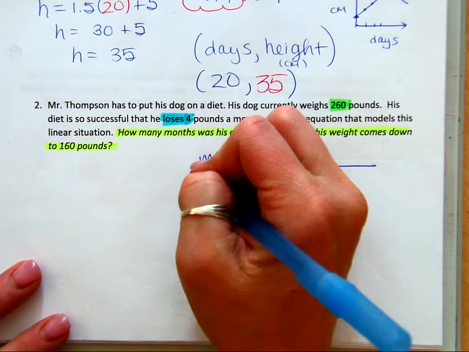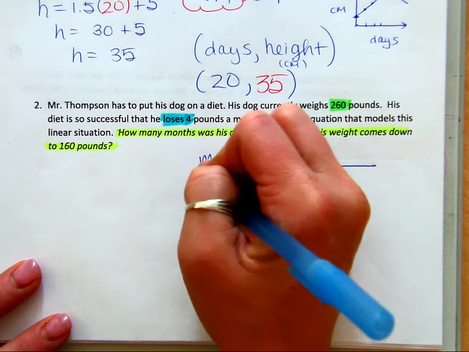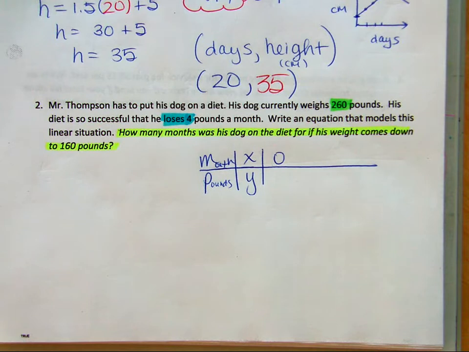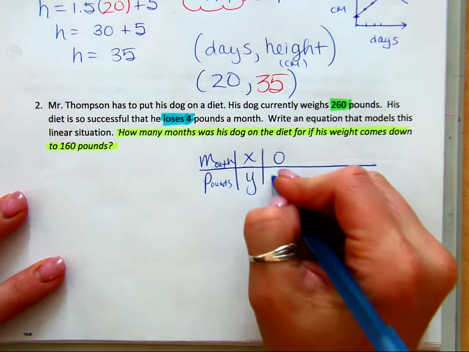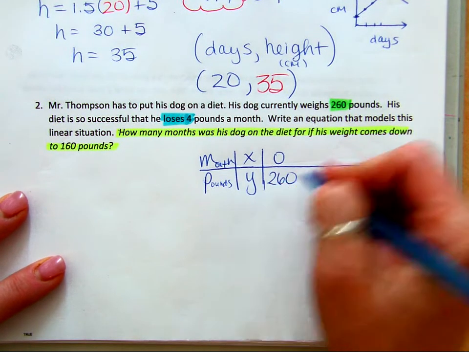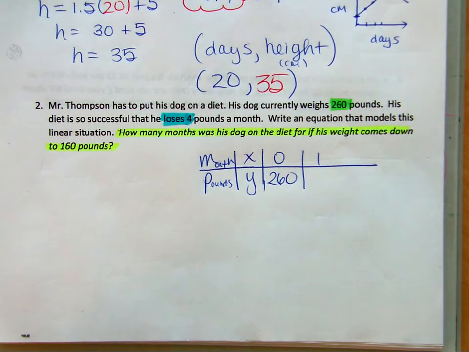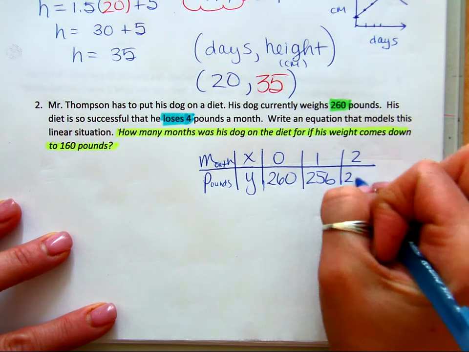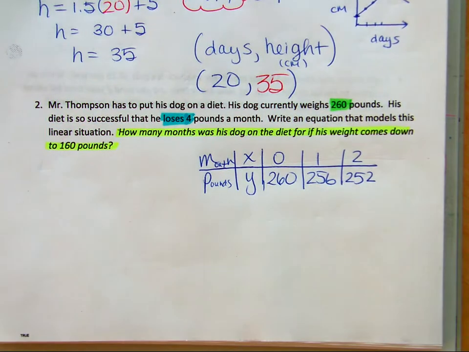So M and P. So he put his dog on the scale on day 1 and he weighed 260. And according to his records, after 1 month on the diet, now he weighs what? Hey, slow and steady, right? 4 pounds, 256. Whoa, 2 months into it. Now he weighs 252. So we're getting there. And it's a linear relationship. Let's write the equation. Go.